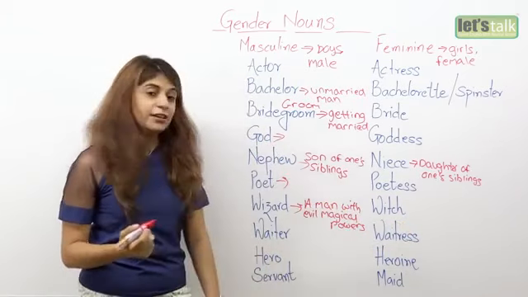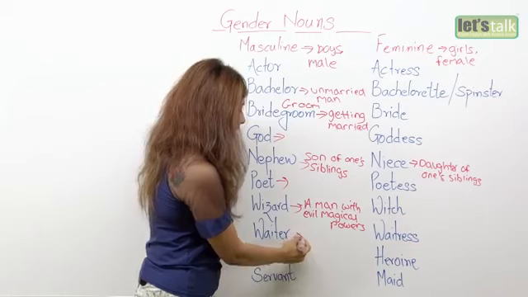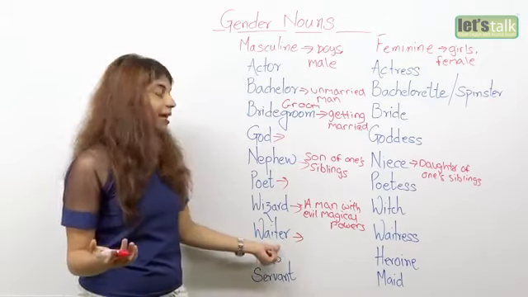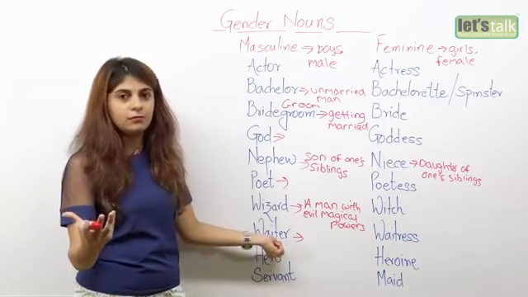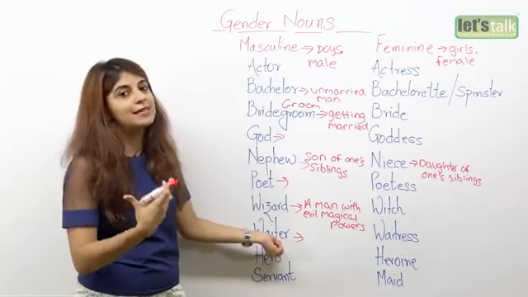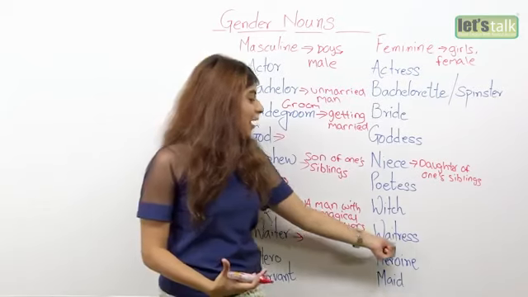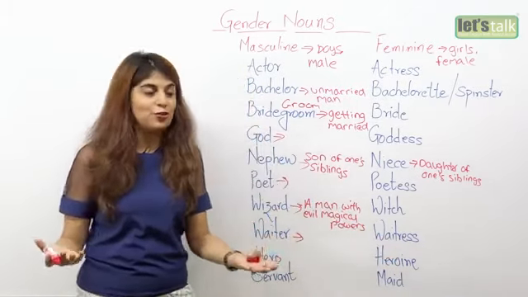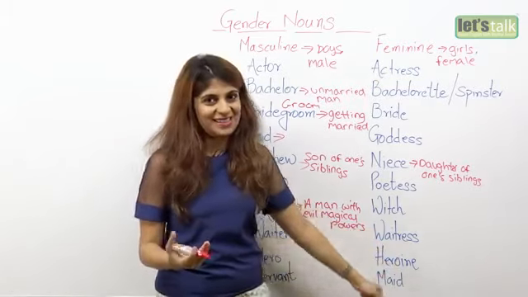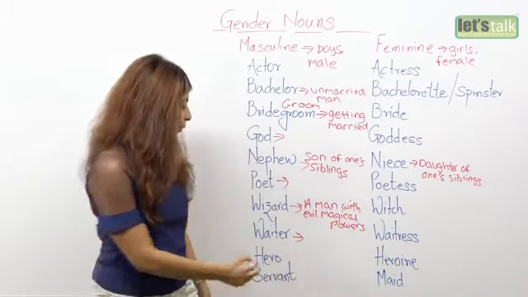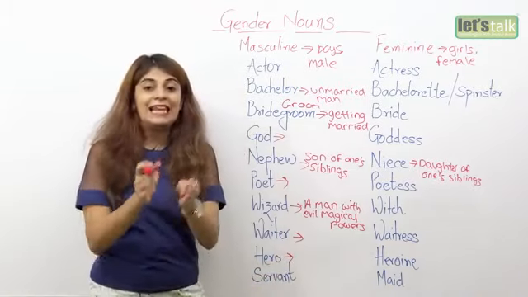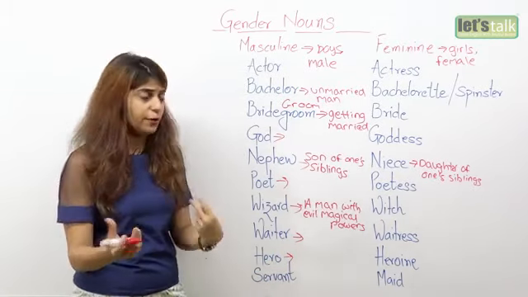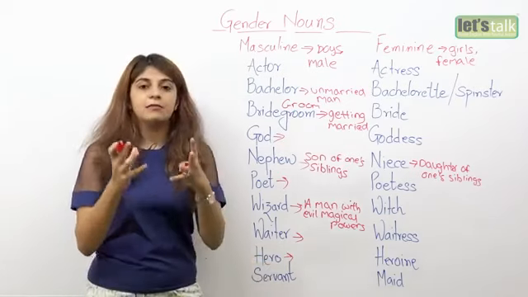The next one, waiter. Well, waiter is the man who serves you at the restaurant. So a boy who serves you is called a waiter, whereas a female or a girl who serves you at the restaurant is a waitress. Next one, hero. Well, hero is the lead actor of a film or of a TV soap or of theater, okay?